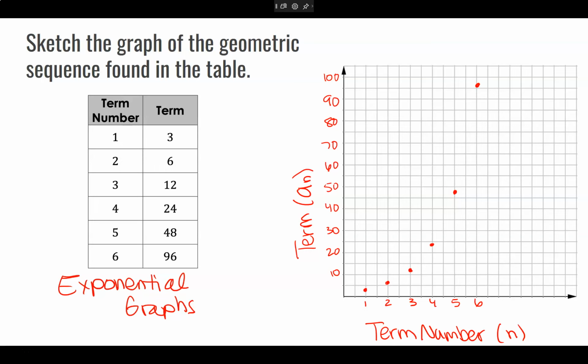So there is no common slope. It's drastically getting bigger, or sometimes will drastically get smaller. Whatever this is representing, it's growing over time.